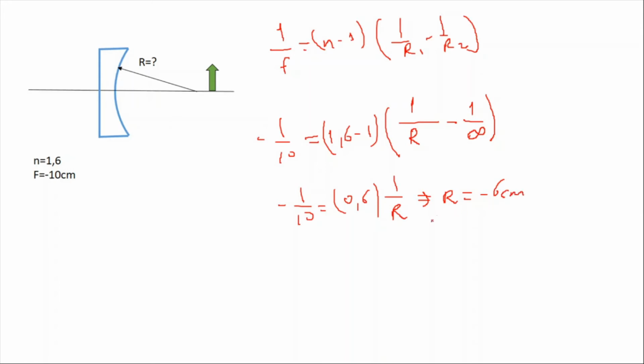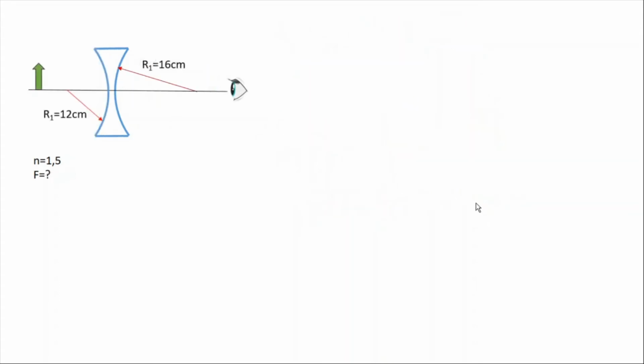So as expected, the value for the radius of curvature is negative. Let's go to the next example. In this example, we are given a lens. It has two radii of curvature like this, and the index of refraction is 1.5. We are asked to find the focal point for this lens.